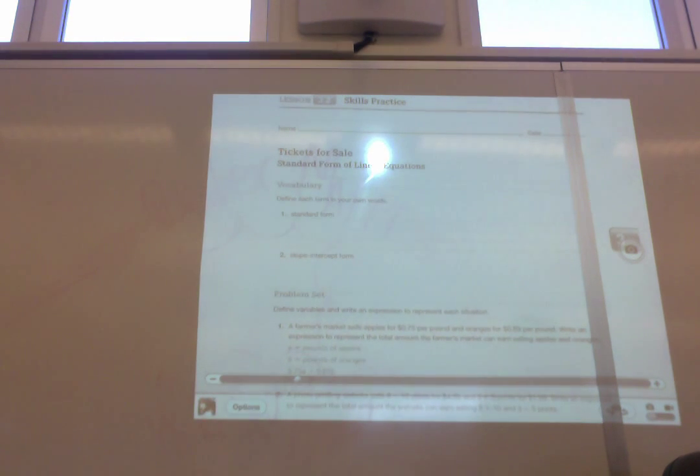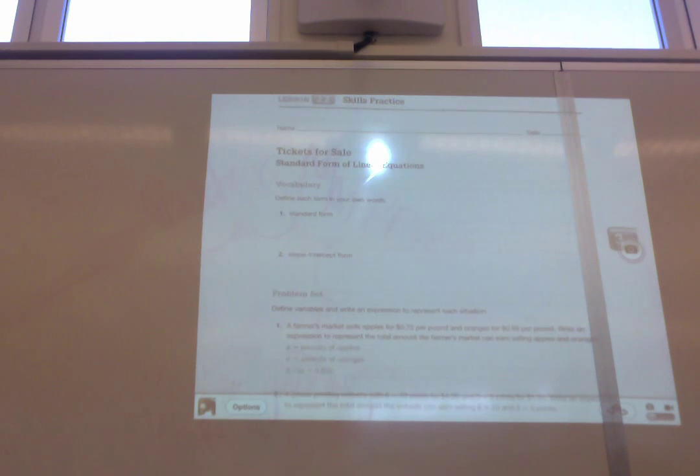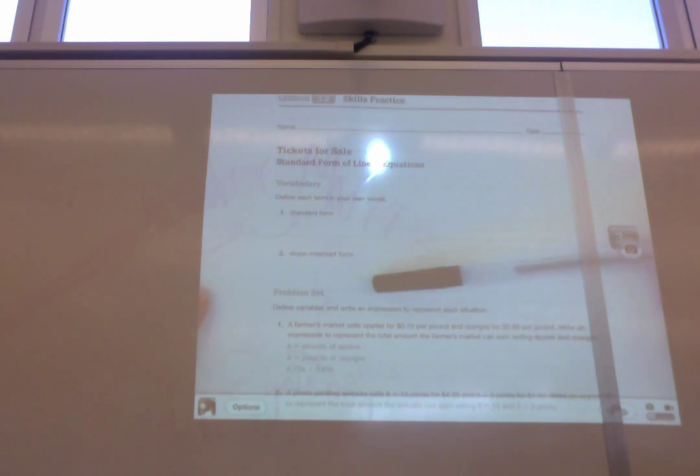Let's take a look at this packet. First, put your name on the top. Andy, you got your name on the top? Yes, I do. Great. It says Andy Azevedo. I think it's the 19th. Let me look at my calendar. Yep. Okay. Second, standard form, slope-intercept form. Where did we hear about that? On the board.